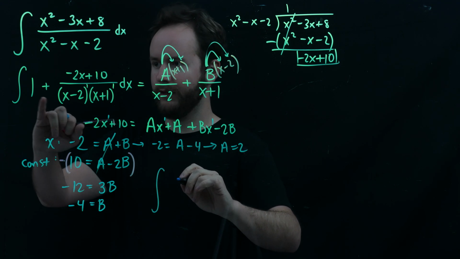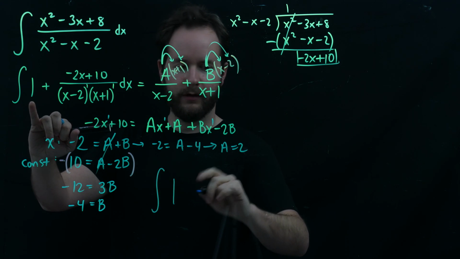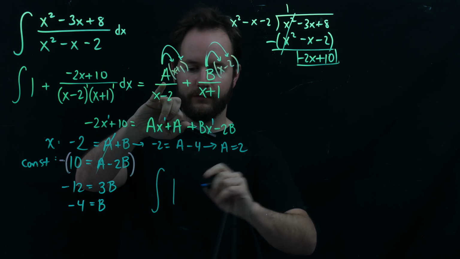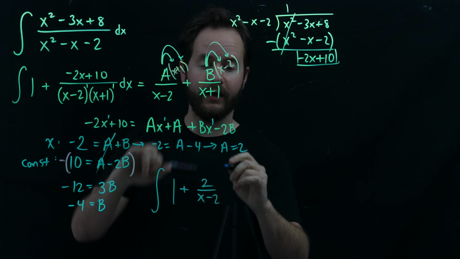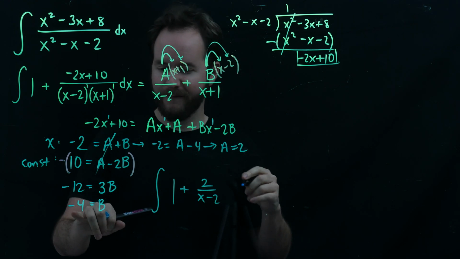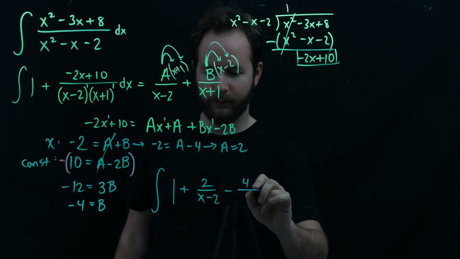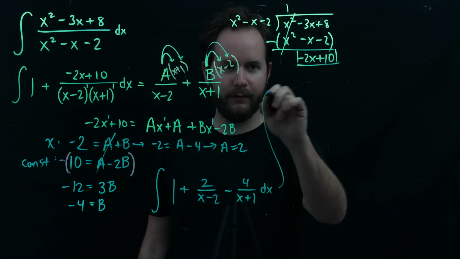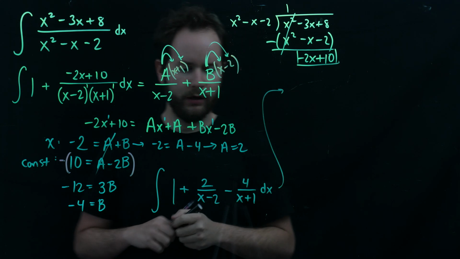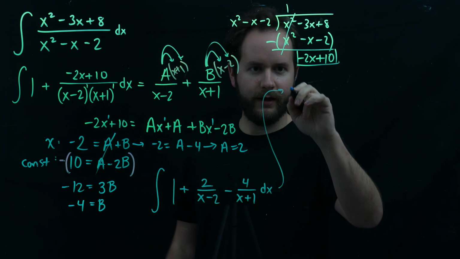We now have, don't forget the 1, he's still around, plus 2 over x minus 2, because I now know the value of a is 2, and I have minus 4 over x plus 1. Now it's time to integrate. I'm going to do the integration up here on the next line. When I integrate 1, I get x.